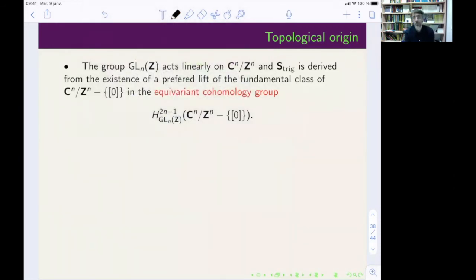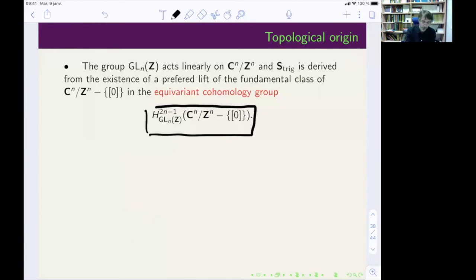You start with C^n mod Z^n. You erase the class of zero in this quotient. This has a fundamental class. And the whole construction comes from the fact that this fundamental class can be lifted into what is called an equivariant cohomology group.